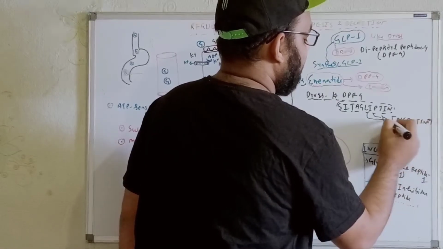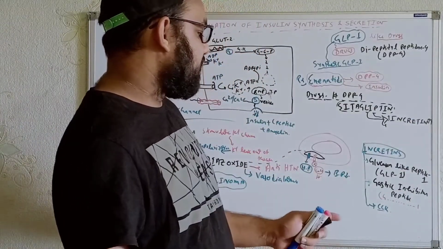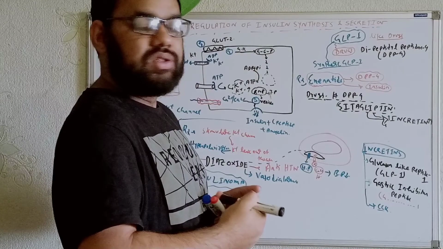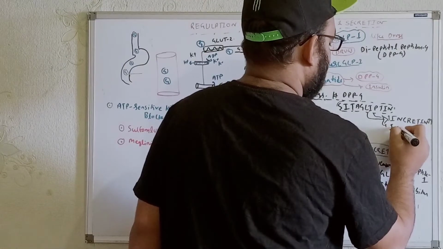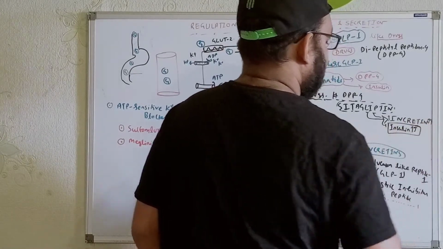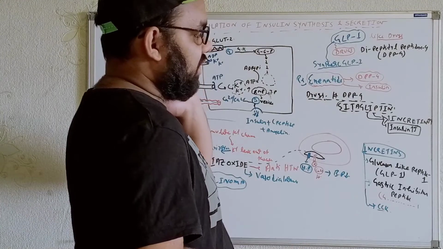Whenever we get more incretins, as I said over here, the incretins will increase the secretion of additional insulin. More insulin will be secreted. So insulin secretion will be increased, or elevated over here. Okay, in this way.